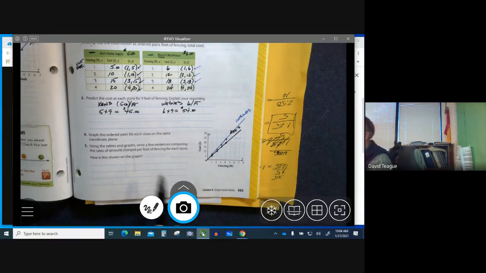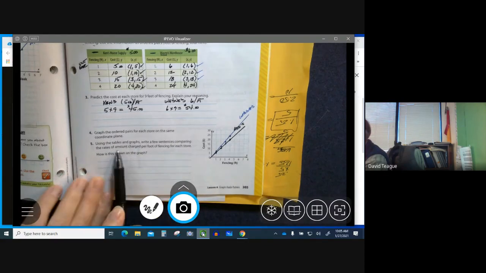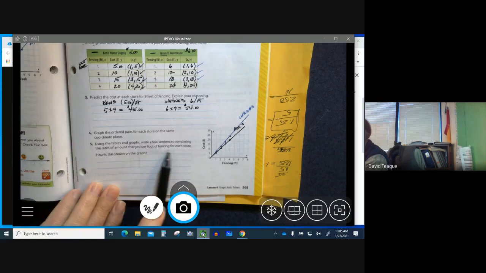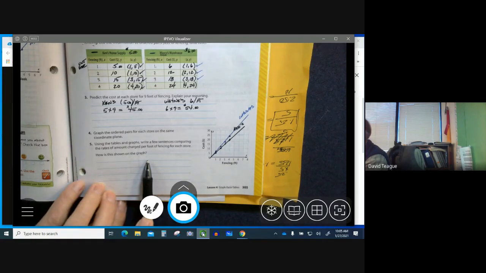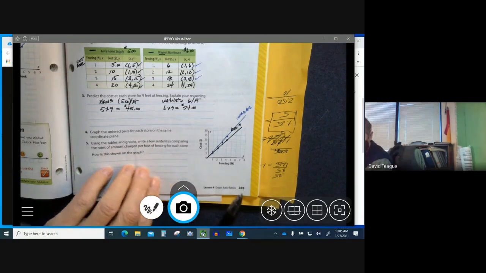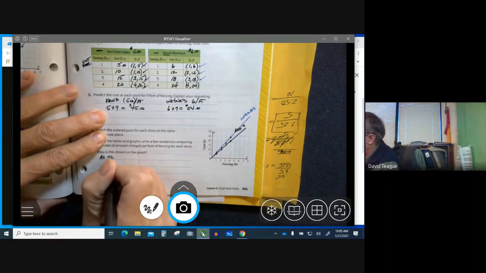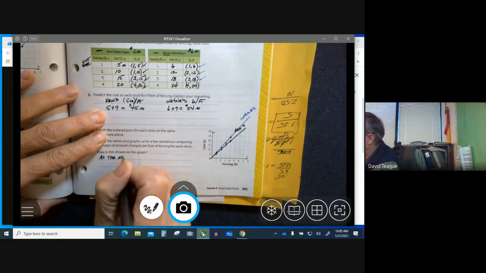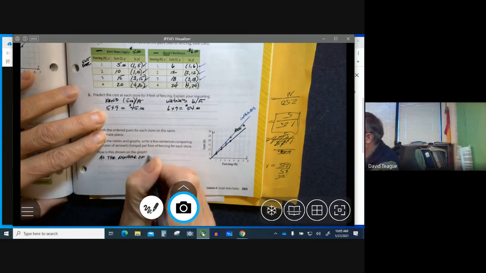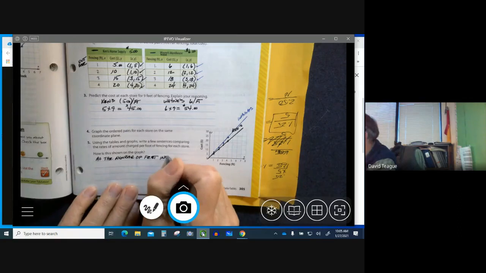Okay, next question. Using the tables and graphs, write a few sentences comparing the rates of amount charged per foot of fencing for each store. How is it shown on the graph? Okay, so as the number of feet, because we're talking about fencing, increases, because that's what a graph does.